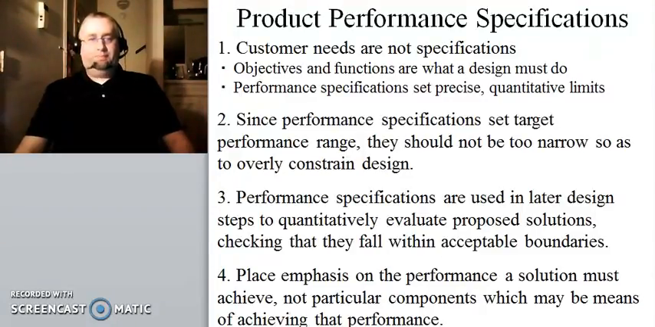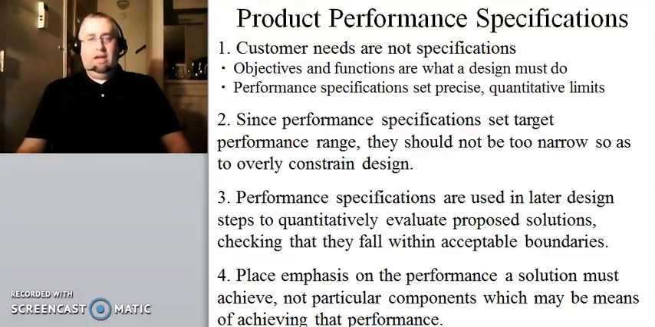But the next attribute is, since performance specifications set a target range for performance, they should not be too narrow. So when possible, you don't want to overly constrain the design by just giving a single value. The height must be X or the weight must be Y. You want to give a range, and that range allows the engineering designer to be flexible and be creative in their various possible solutions. So remember, it's much better to give a range than it is to give an exact numerical specification.